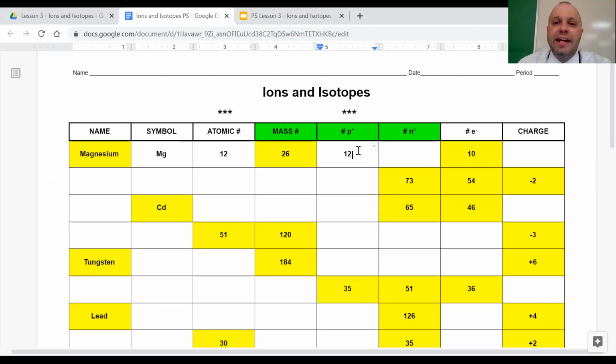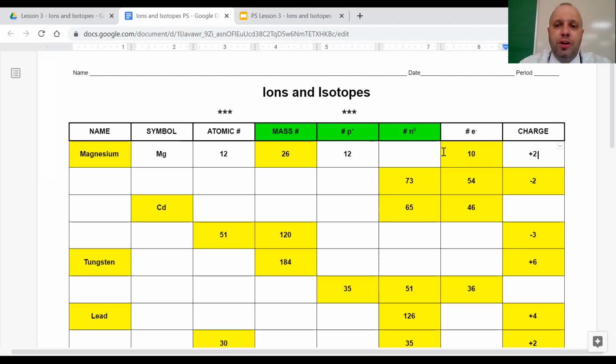So the next part is for you to compare, just like we were doing in the examples, the number of protons, which is 12 in this case, and the number of electrons, which is 10. So because I have 2 more protons than I have electrons, I'm going to wind up with a positive charge. And in this case, it's going to be a positive 2 charge.